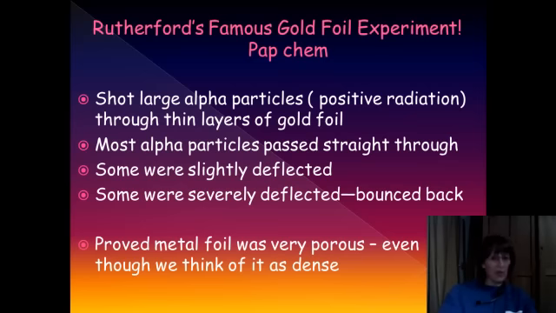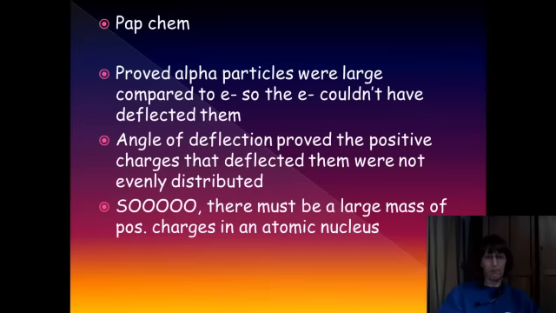This proved a couple of things. One, the metal foil, instead of being very dense and thick like they expected, is actually very porous, because things went right through it without tearing the foil. It's like there was nothing there at all. Even though we think of gold as really dense, that gold foil on an atomic level was really, really porous.